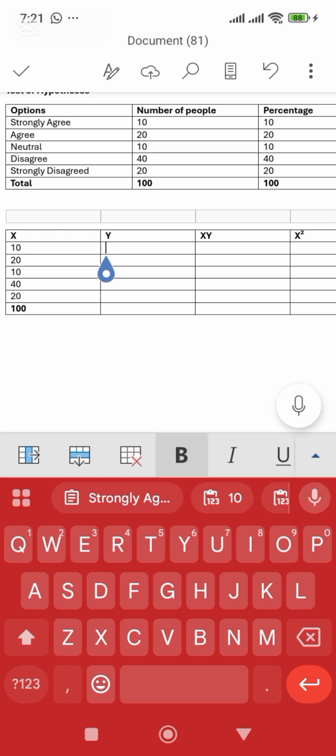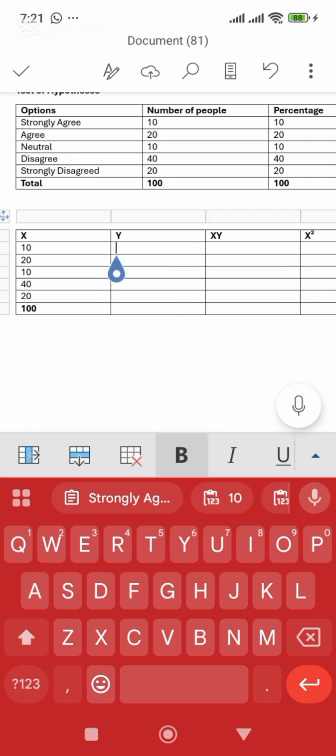Now the y, let me just use from 5 to 1, right? From up, I'll do 5, 4, 3, 2, 1. You can just forge anything as y. So I'll just use 5.